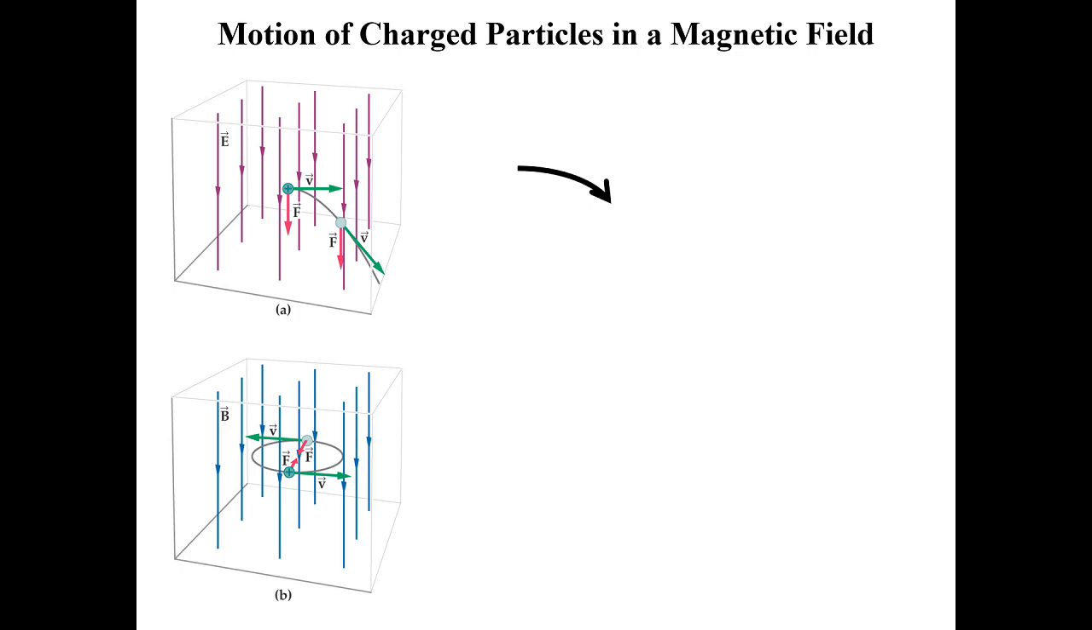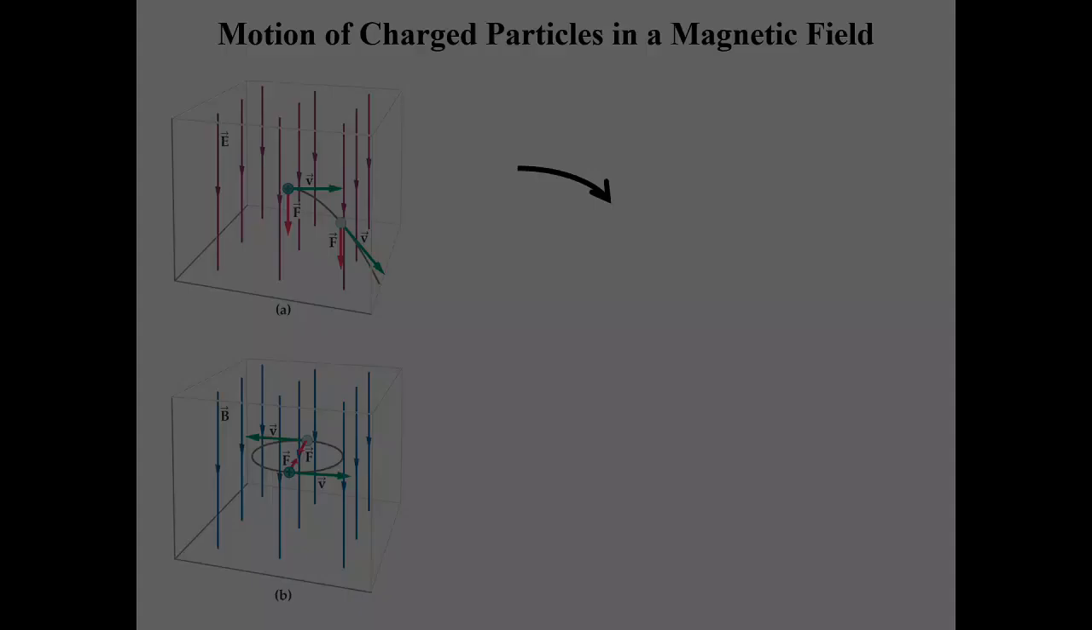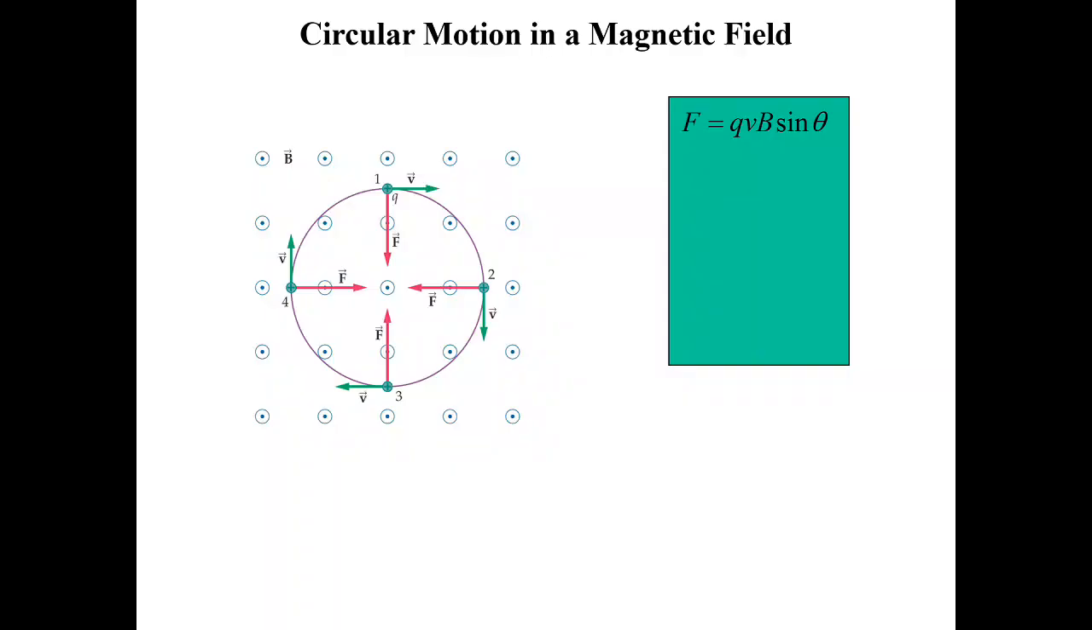Again, this is quite different from the electric or gravitational field, because instead of the field accelerating the particle, it is turning, it's deflecting the particle. Okay, so if we look from the top down, the charged particle is turning around and around in a circle in what we call cyclotron motion.